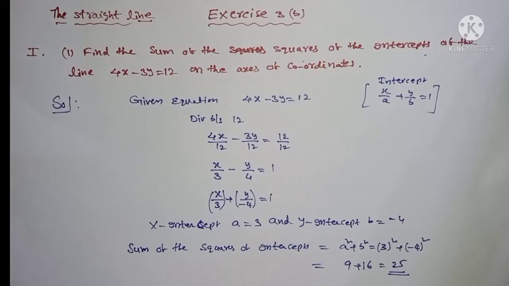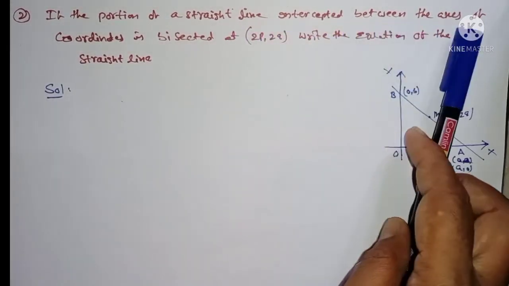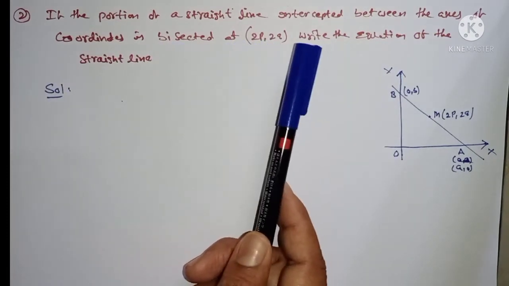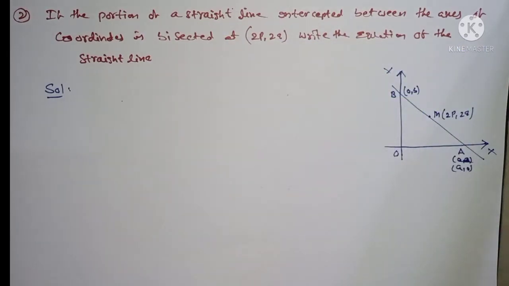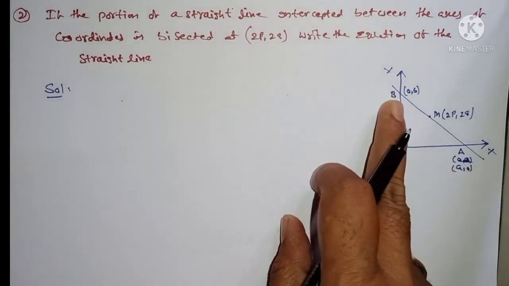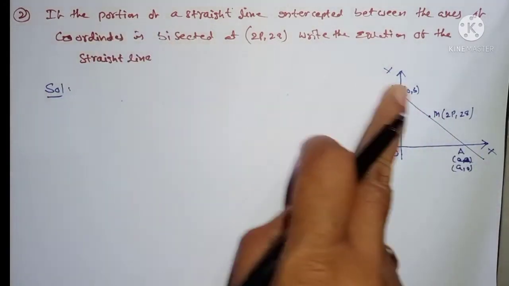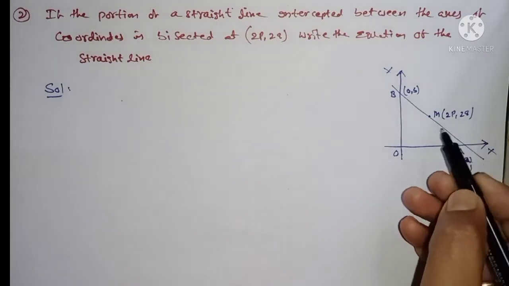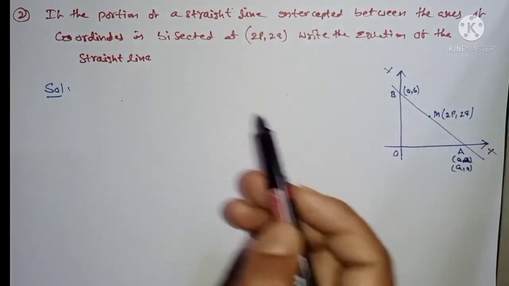Clear? If the portion of the straight line intercepted between the axes of coordinates is bisected at 2p comma 2q, write the equation of the straight line. It is given the straight line intercepts the x and y axes at A (a, 0) and B (0, b). Portion means between the x and y axes. Therefore, bisection means the midpoint of AB is M is equal to (2p, 2q). Write the equation of the straight line.